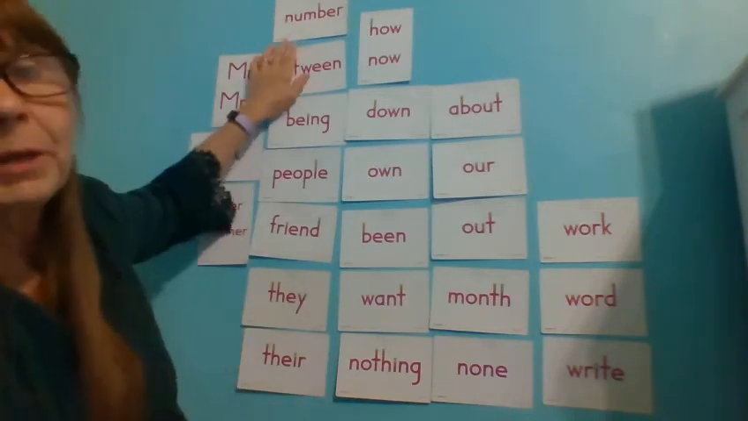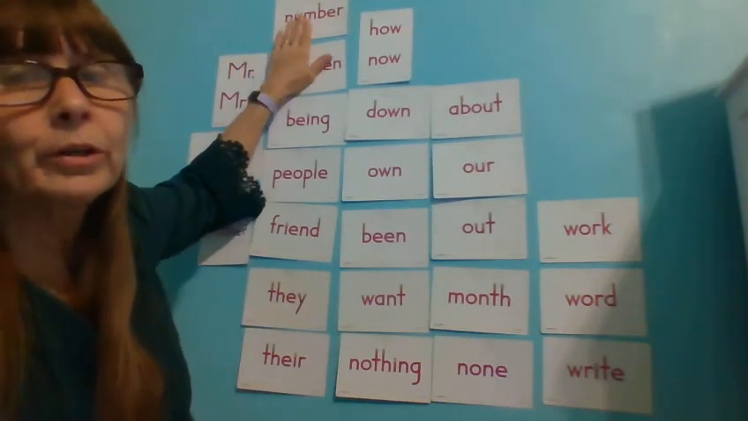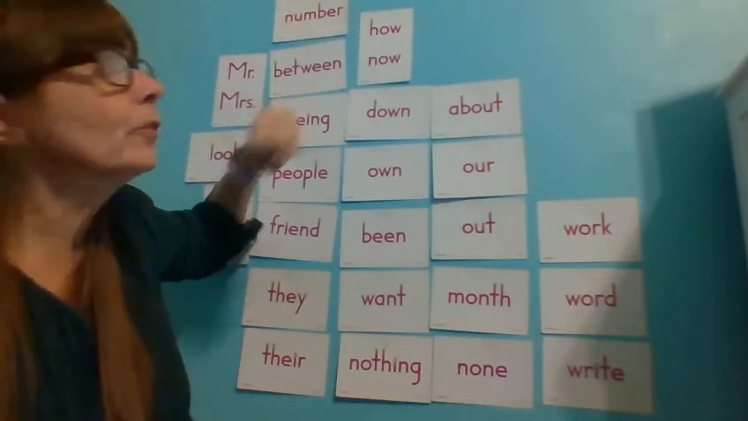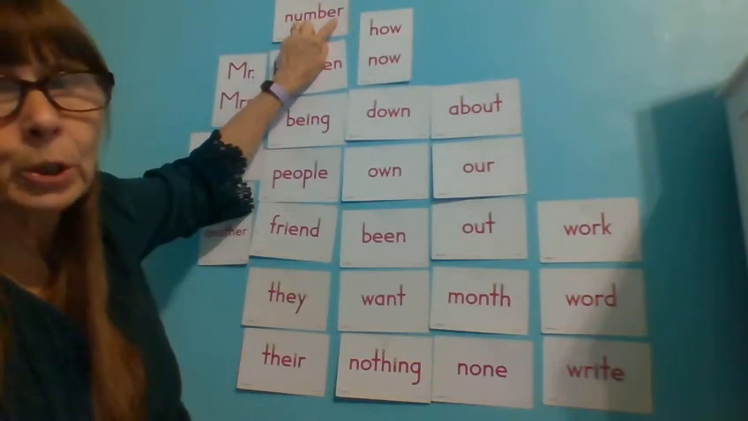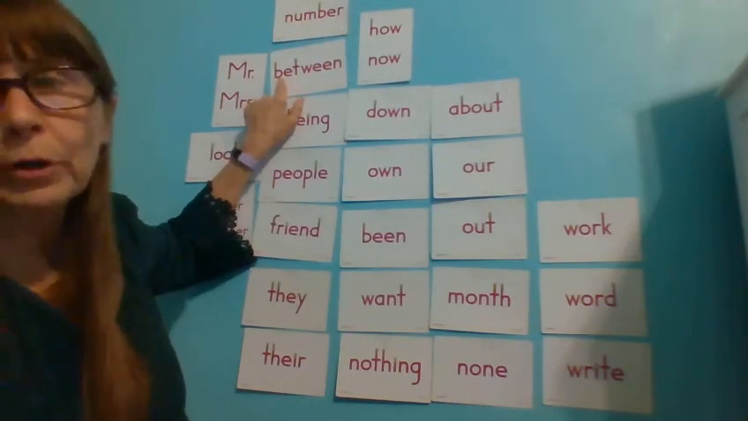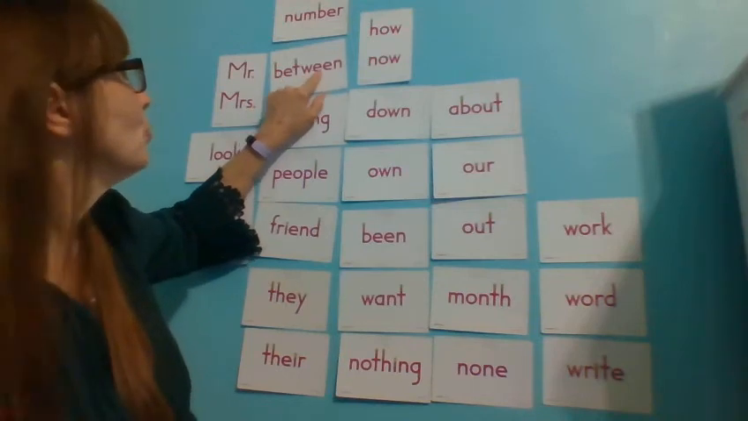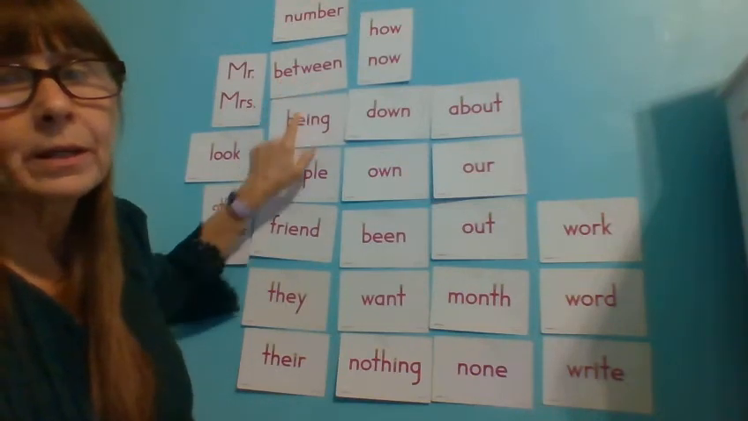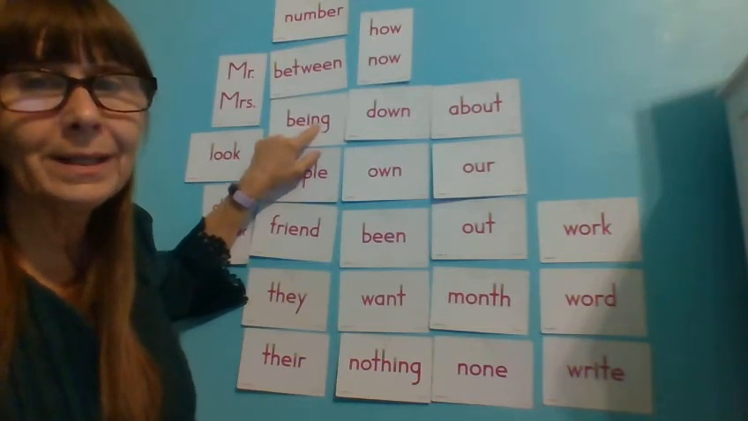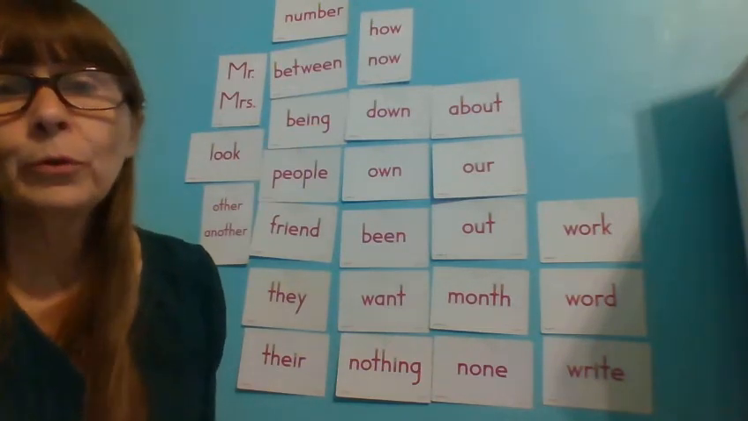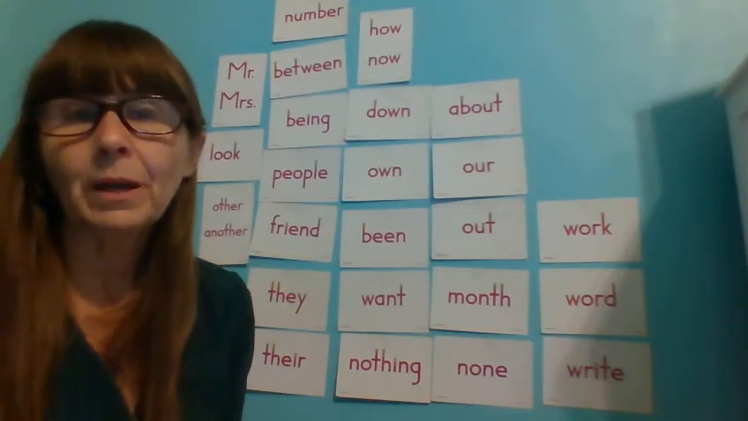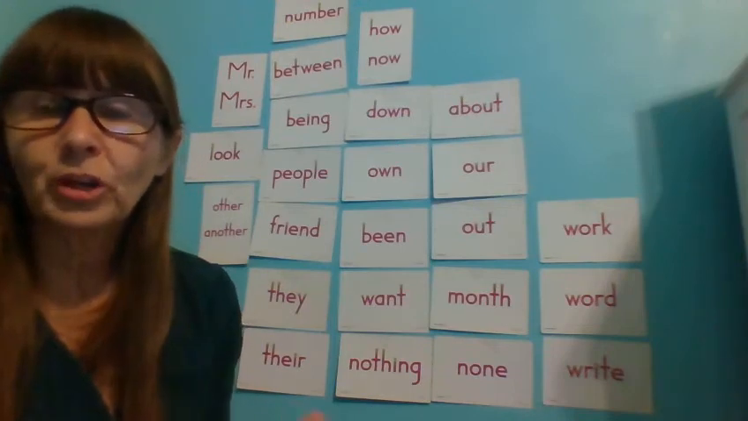All right, starting up here, we have a two-syllable word. Remember we talked about splitting words between two consonants. So we have number, number. Another two-syllable word, between, between. And I put with it being, being, right? So those are two-syllable words, and I kind of tried to put them together because I felt like they shared something in common.